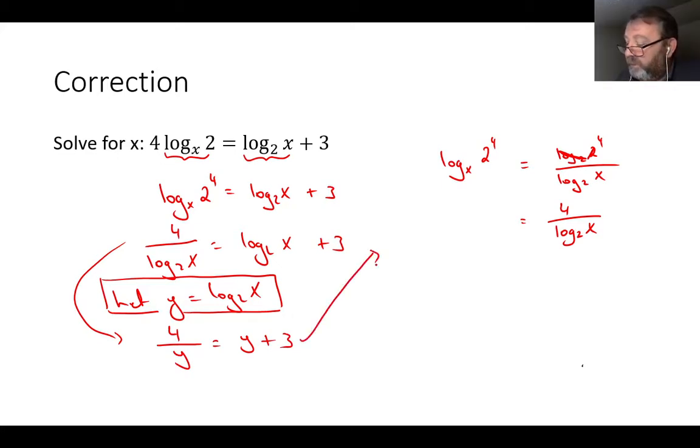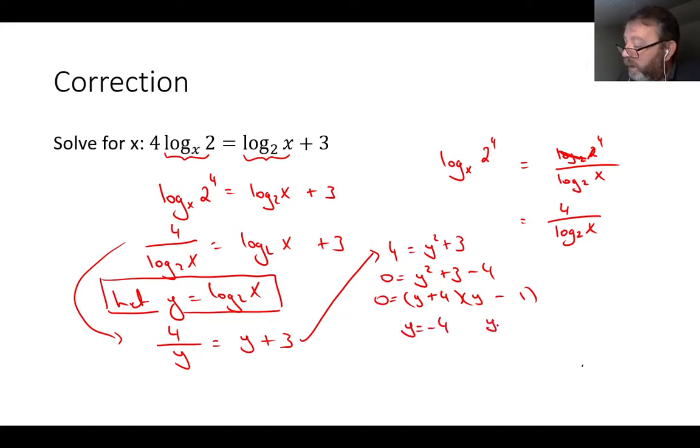Okay, let's take it up here. Clear your fractions. Multiply every term by y. You get 4 equals y squared plus 3y. So y squared plus 3y minus 4 equals 0. And you open your brackets. y squared is y by y. Now factors of 4 with a difference of plus 3: 4 and 1. So (y plus 4)(y minus 1) equals 0. y equals minus 4, y equals 1. But they're not the solutions I'm looking for. Go back up here. Solve for x.